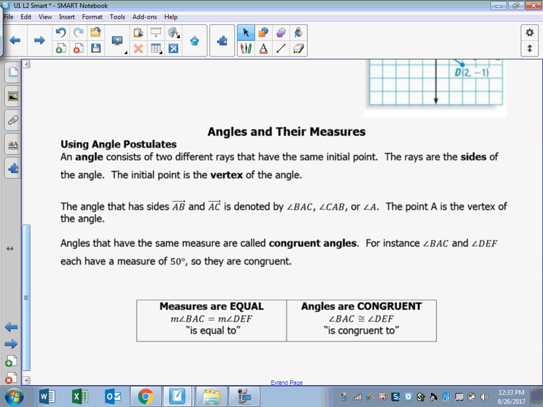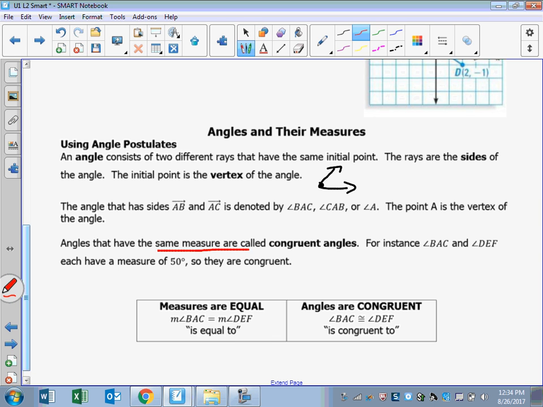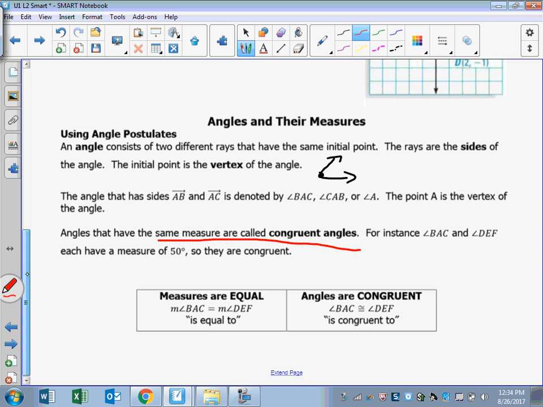So I'm sure you guys all know what an angle looks like. Two rays that have the same initial point. We call that initial point the vertex. That would be an example of a vertex. And we have something like this, right? That's an angle. Angles that have the same measure are called congruent angles. And again, measure is going to be the same number. They're both equal, for instance, to 50. But angles are congruent means the objects are the same. Or that's a way you can think about it.